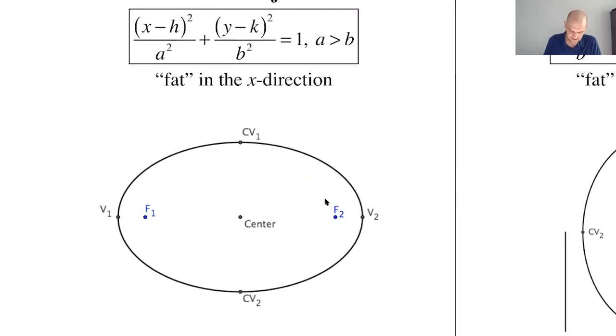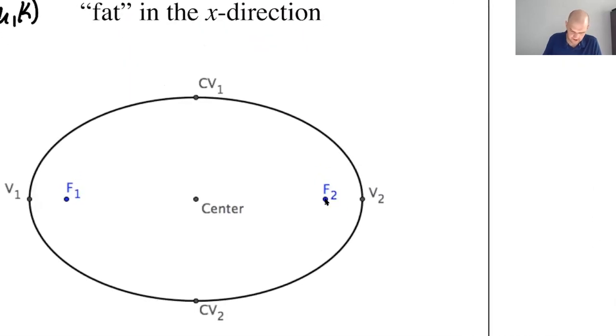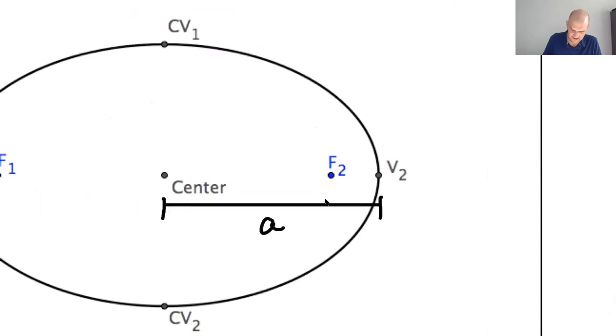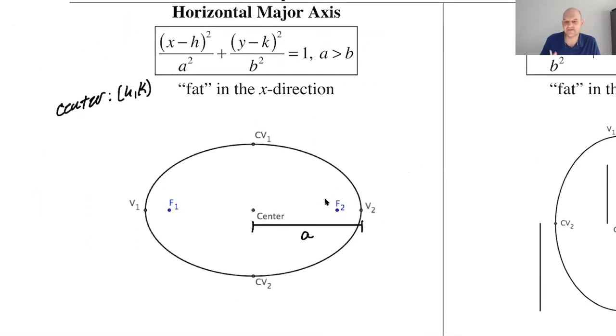So you have a center. The center is (h, k), which is good because that's just like a circle. The distance from the center to a vertex. Holy cow, I overshot that. Let me just do this and then I'll move it. I'm going to say this is a. So the center to the vertex is a.